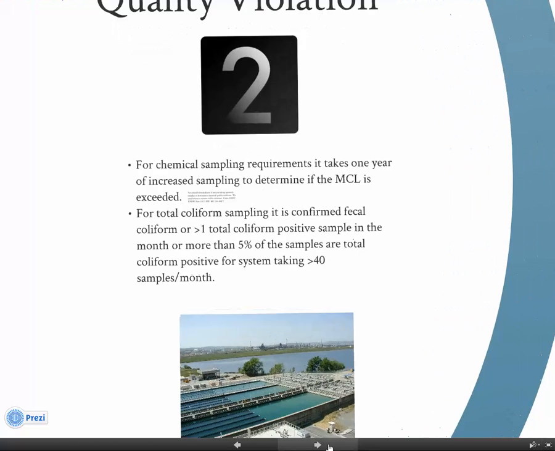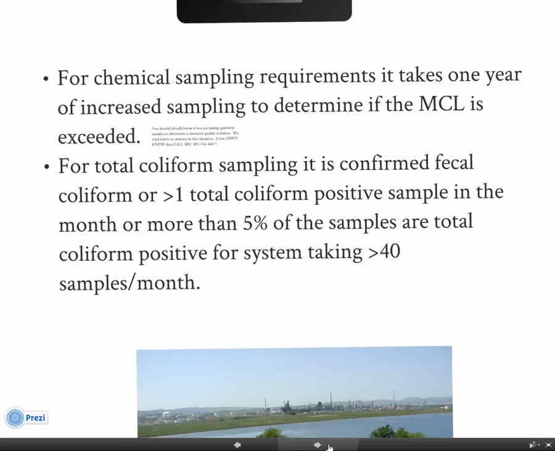For quality violations, there are a couple of different kinds. The first kind is for chemical sampling. If you're taking your regular samples and you get an arsenic result that's over the MCL of 10 parts per billion, let's say your result is 12, just because you have that one chemical sample over the limit does not mean you're immediately in violation. What it means is that you'll get a letter from the Division of Drinking Water notifying you to start sampling quarterly for that particular analyte.